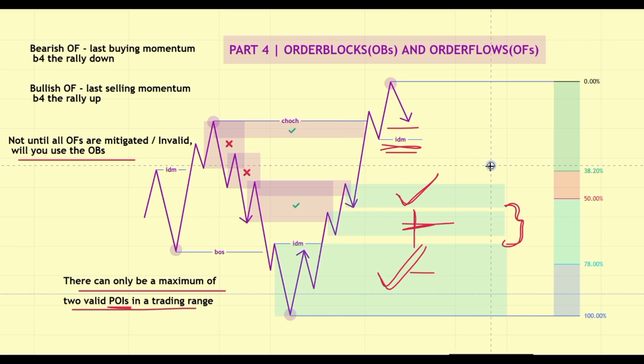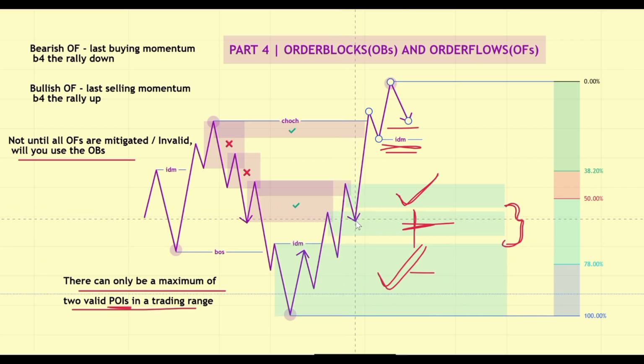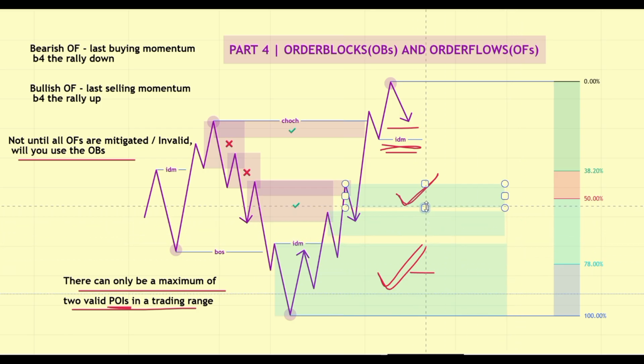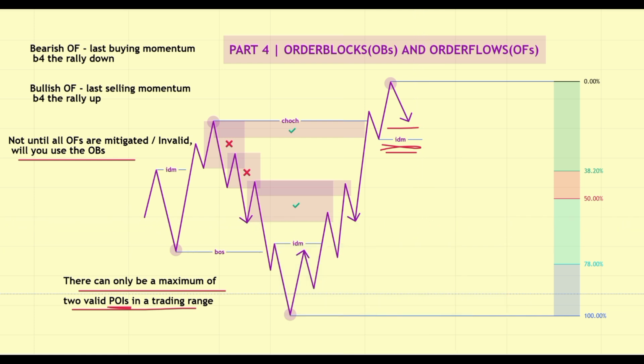By invalid, I mean they should be mitigated, all of them. So now let me make all of them mitigated like this. Now all the order flows are mitigated, so where will you be looking to place the trade from? When all the order flows are mitigated, you should now be using the order blocks. This means the order flows are primary and the order blocks are secondary, because we cannot use the order blocks if there is an order flow on the range that is unmitigated and comes after the inducement.